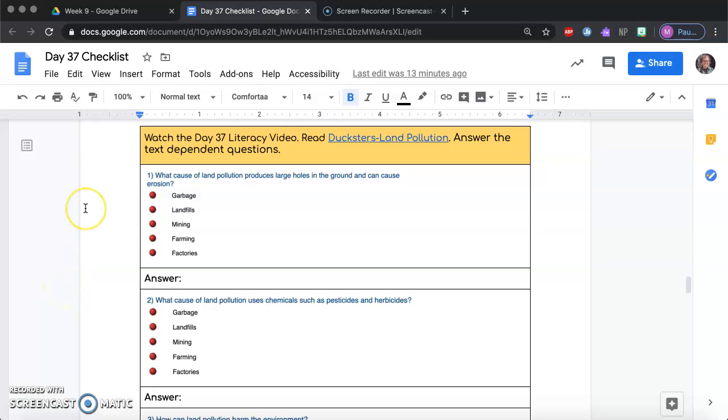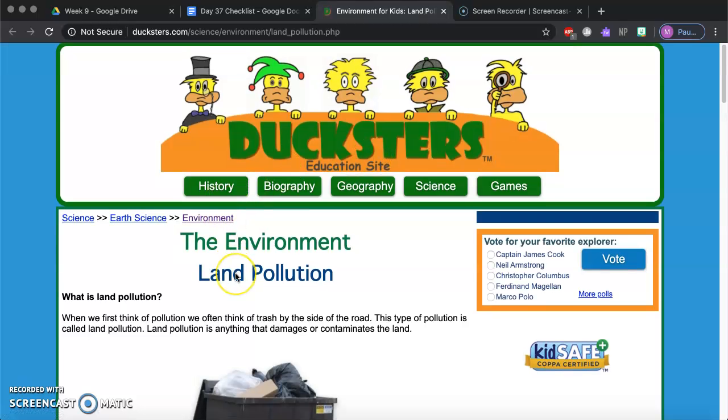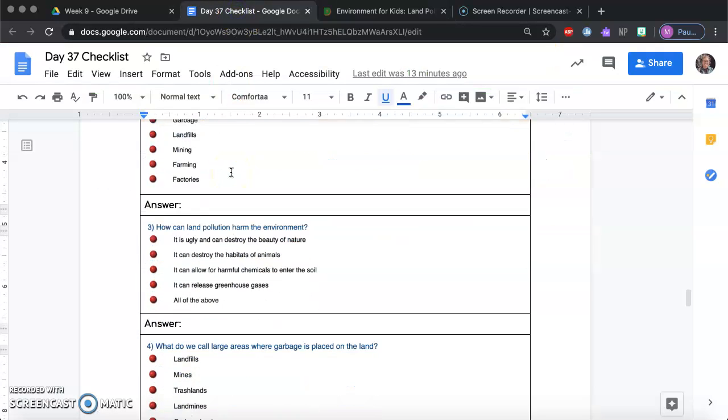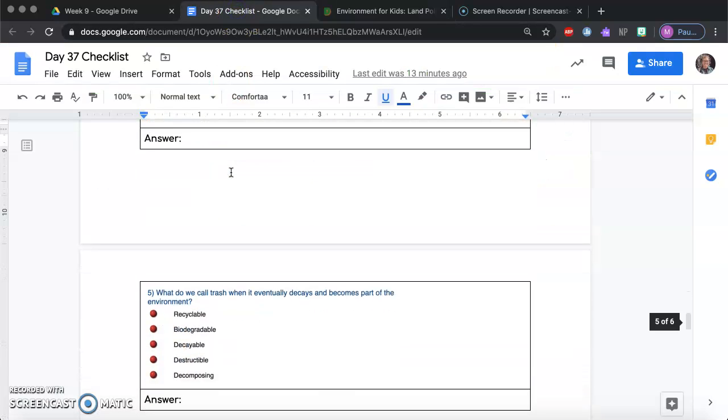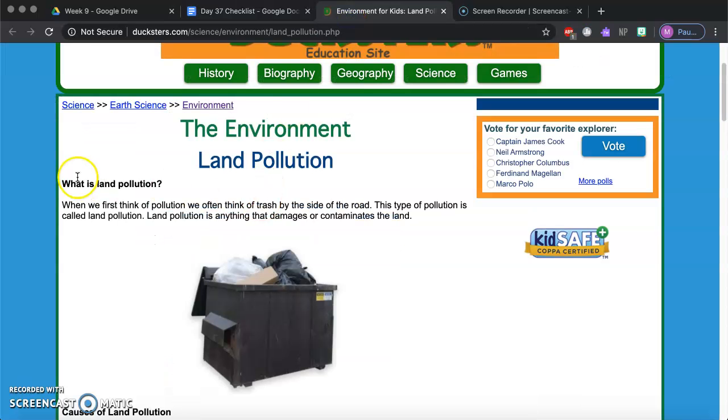Hello everyone, so today we are on day 37 for literacy, and we're going to be looking at the Dexter's website and reading about land pollution today. And once you finish, you have some questions to answer based on the text. So let's go ahead and read.